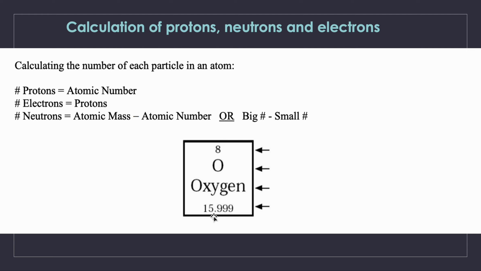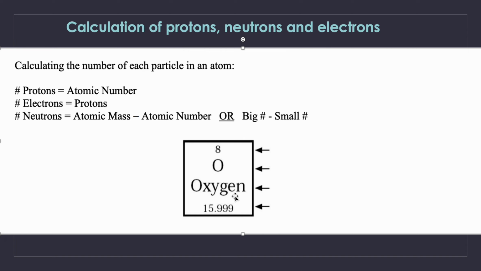So in this case, 15.9, if you're going to use the number, you need to round it off, up or down. If it is more than 0.5, you round to the next number up. If it is less than 0.5, you round to the next number down. So in this case, we have 15.9, so for calculations, we're going to use 16.